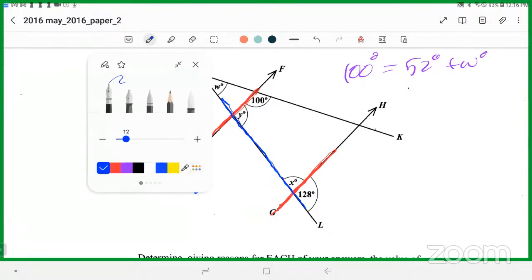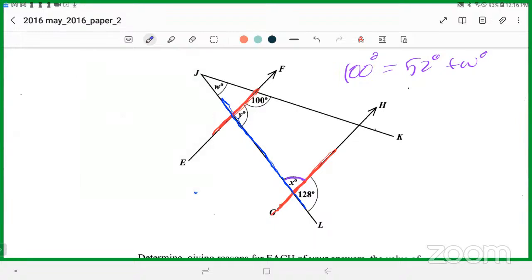And this angle right here, let's mark it in purple, is X. Between those two, there must be X here as well. So this angle must be X, corresponding. And then the total angle on the straight line over here is 180. And this is 100. So inside this must be 80 degrees.